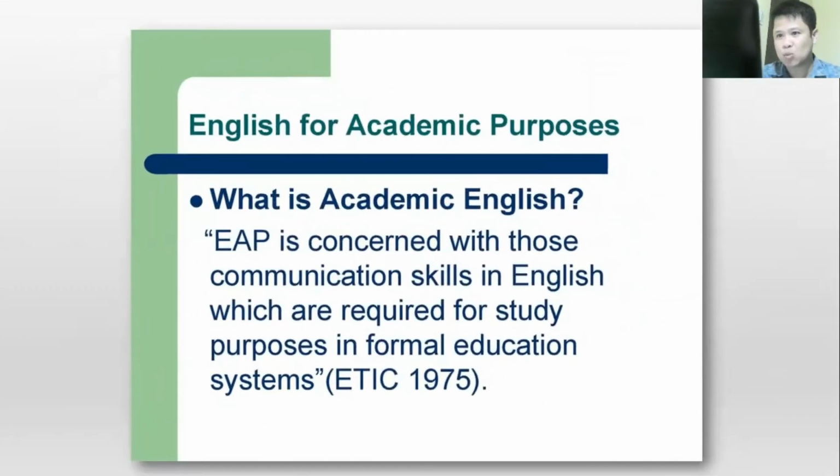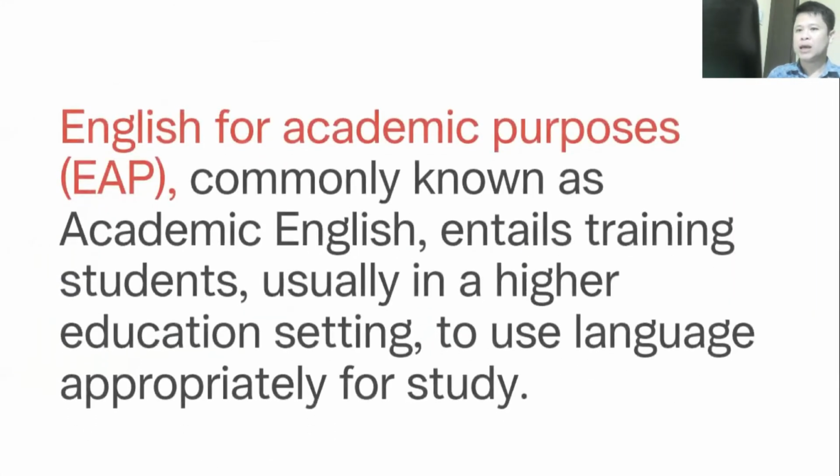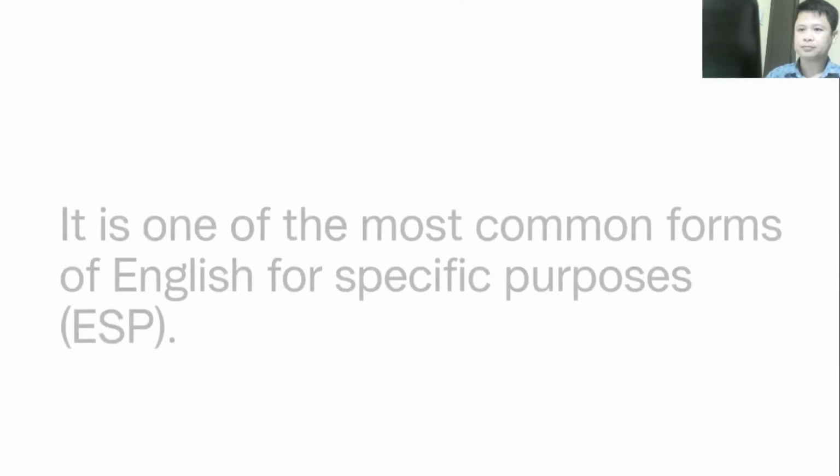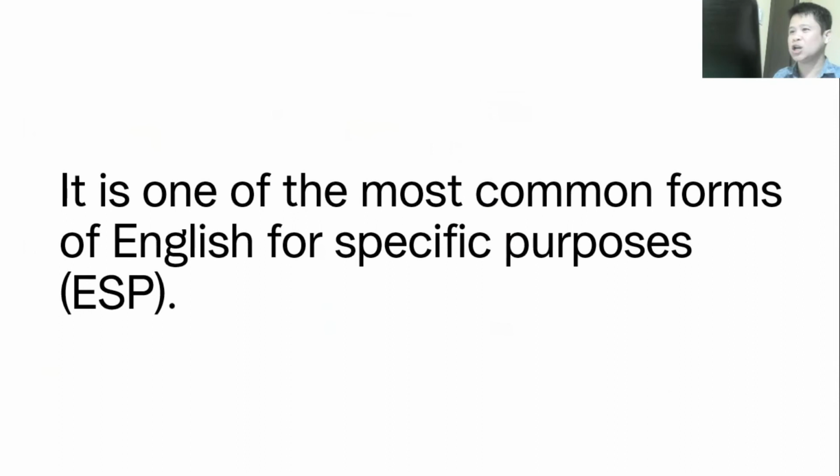English for academic purposes. What is academic English? EAP is concerned with those communication skills in English which are required for study purposes in formal education systems. That's the definition given by ETIC, 1975. EAP, commonly known as academic English, entails training students, usually in a higher education setting, to use language appropriately for study. It is one of the most common forms of English for specific purposes, or ESP.